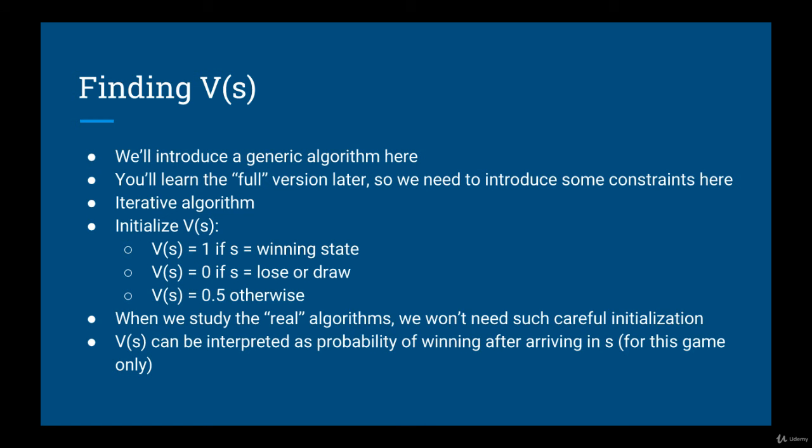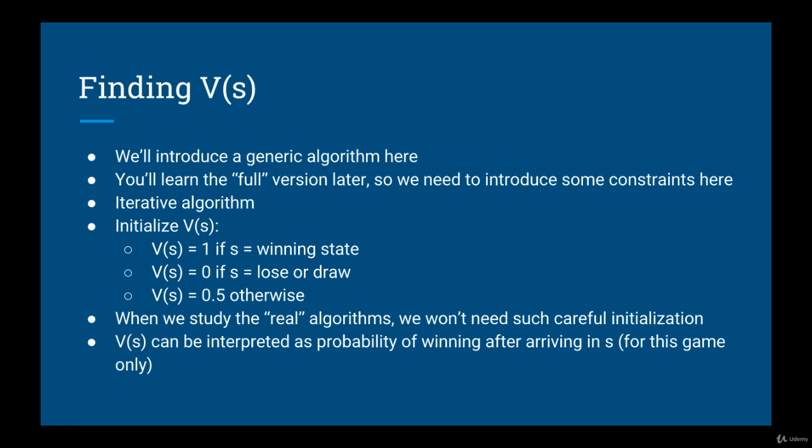Now let's look at a generic algorithm we can use to find the value function. In this section of the course, we're going to introduce some unrealistic constraints so that the problem can actually be solved, but you'll see in the later sections that we won't need to do this. The algorithm we'll use is an iterative one, meaning we'll run a loop, and each time we go through the loop, we'll get closer and closer to the true value function.